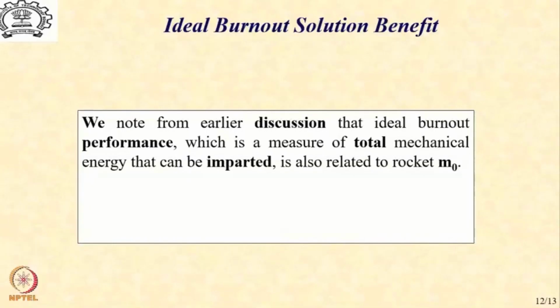Of course, you also probably would have realized that this particular ideal burnout velocity represents the maximum amount of mechanical energy that can be imparted to that burnout mass, and is of course related to the lift-off mass. So there is another aspect that we can think of: if you are given the velocity and the burnout mass, can you come up with what rocket will make it happen? Which means, can you come up with the value of m naught? And you immediately realize that the same expression, for known values of V, ISP and MB, we can find out what should be m naught.